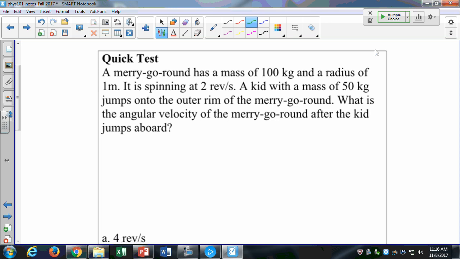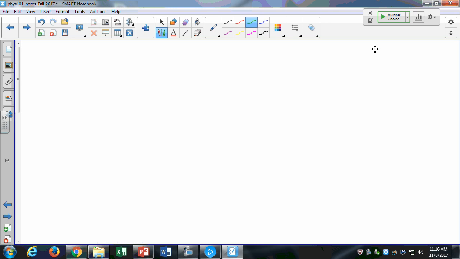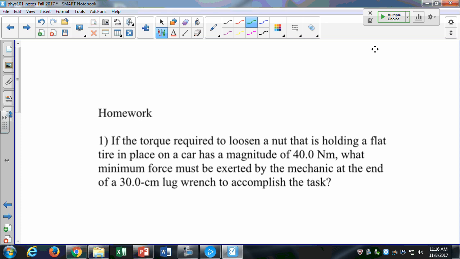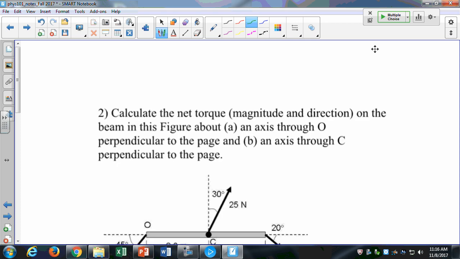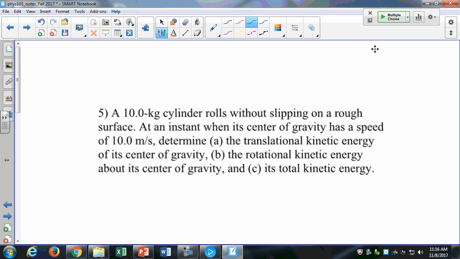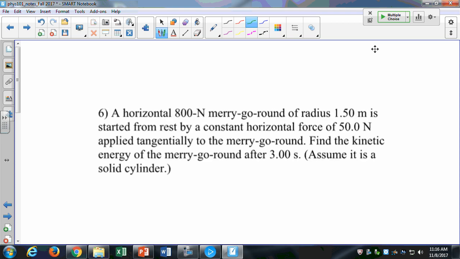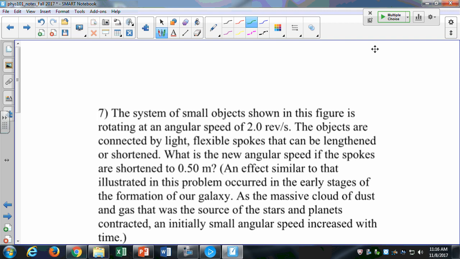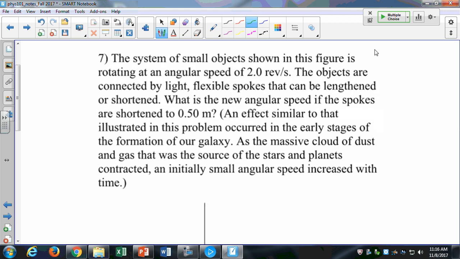Let's actually go into the workbook, and we'll go into your practice problems, and we will work through an example, and then we'll come back to that. Let's go to this one, number 7.